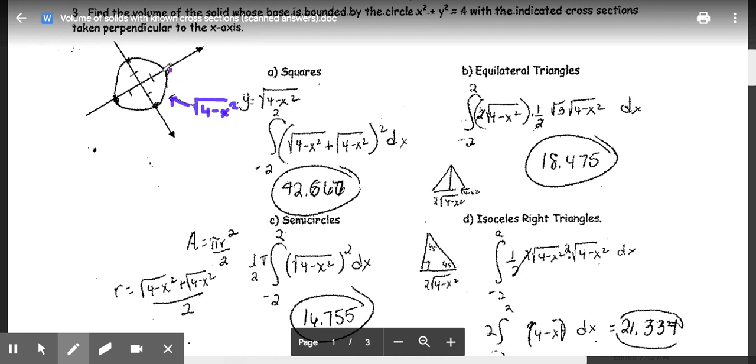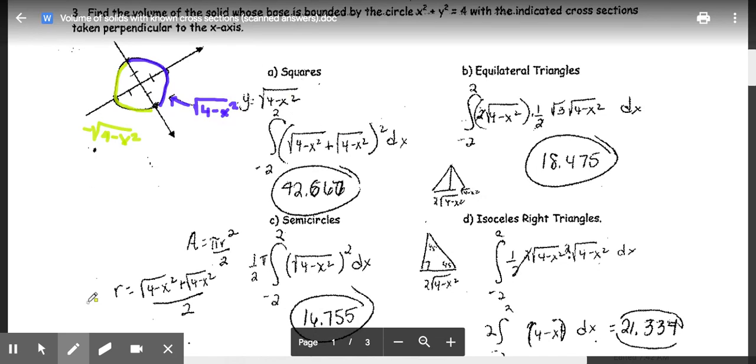All right, so this top curve that I'm highlighting, that's positive root 4 minus x squared. This bottom curve, let me pick a different color. This bottom curve here is negative root 4 minus x squared. So those are top curve minus bottom curve. Does that make sense? Hopefully that's a yes. Yes.